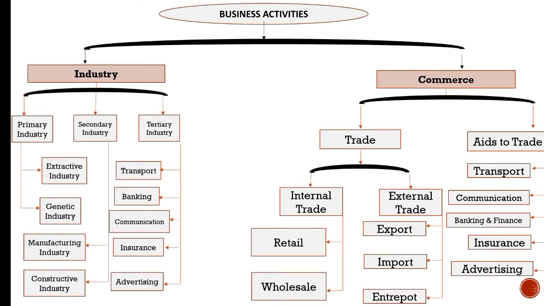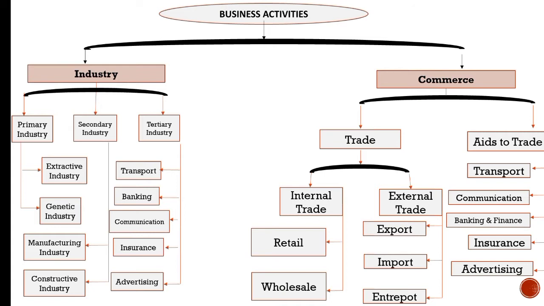Now here is the classification chart of business activities. As we know, business activities are classified into two main categories. First is industry, second is commerce. Industry is also classified into three main categories: first primary industry, then secondary industry, and third tertiary industry. Primary industry includes extractive industry and genetic industry. Secondary industry includes manufacturing industry and constructive industry. And tertiary industry, which is also known as the service sector, includes transport, banking, communication, insurance and advertising.